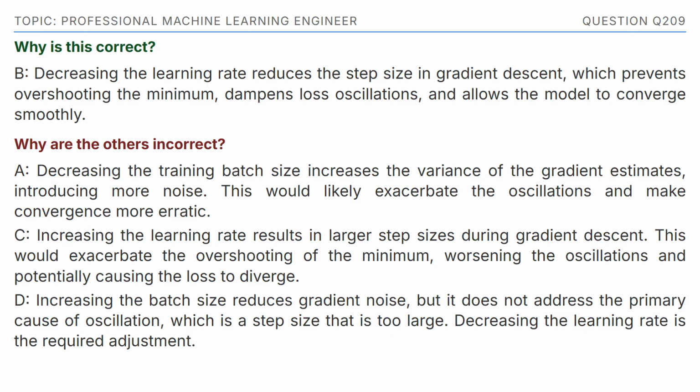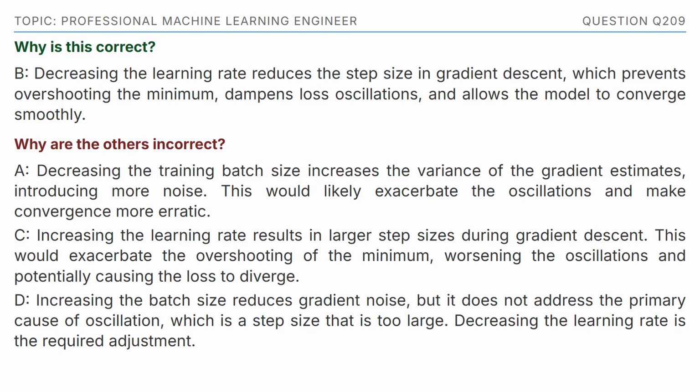Why are the others incorrect? A. Decreasing the training batch size increases the variance of the gradient estimates, introducing more noise. This would likely exacerbate the oscillations and make convergence more erratic. C. Increasing the learning rate results in larger step sizes during gradient descent. This would exacerbate the overshooting of the minimum, worsening the oscillations and potentially causing the loss to diverge.